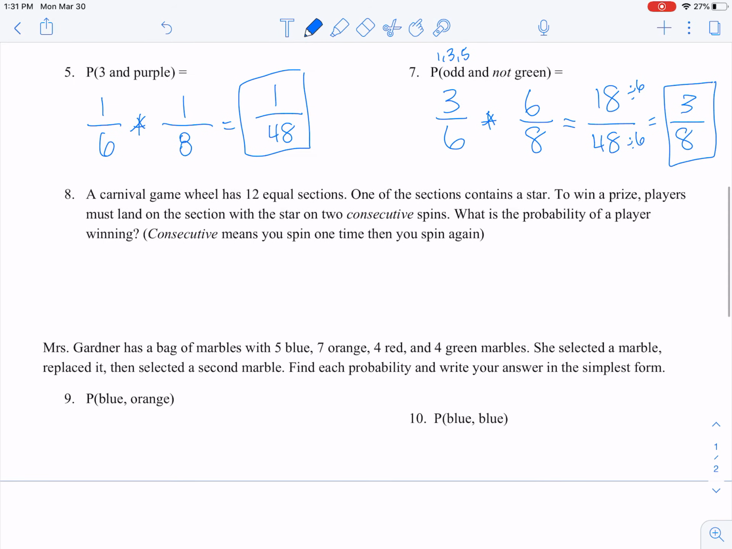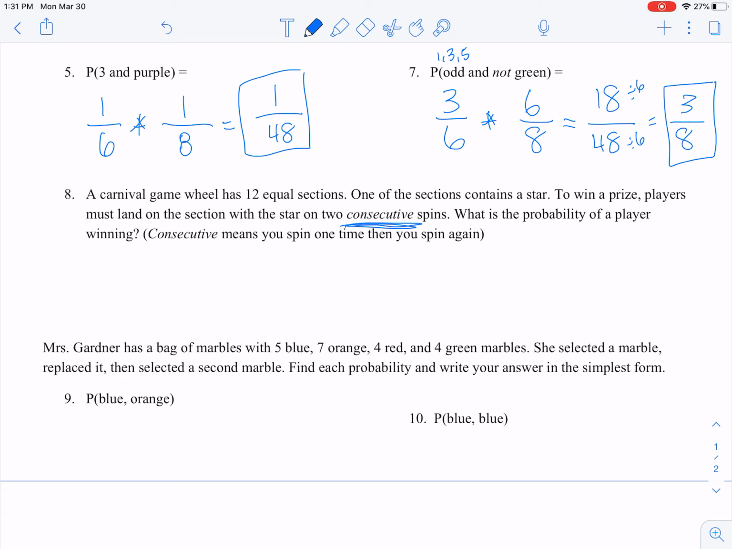Number 8, a carnival game wheel has 12 sections. One of the sections contain a star. To win a prize, players must land on the section with the star on 2 consecutive spins. Remember that consecutive means in a row, so 2 in a row spins. What is the probability of a player winning?